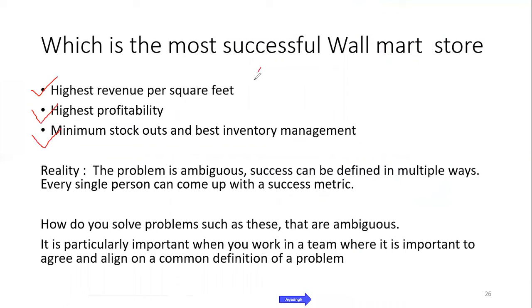Is success A, highest revenue per square feet? Or folks, would you go with B, which is highest profitability? Or maybe C, which is minimum stockouts and best inventory management. So what's your vote? A, B, or C? Everybody.